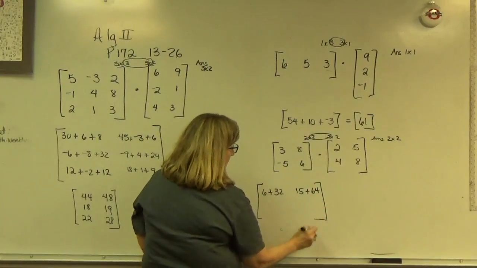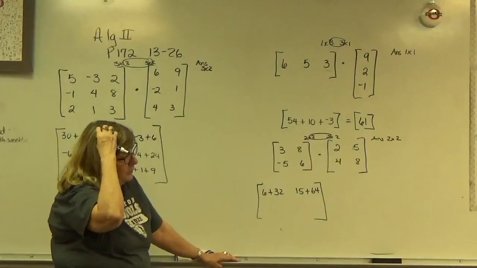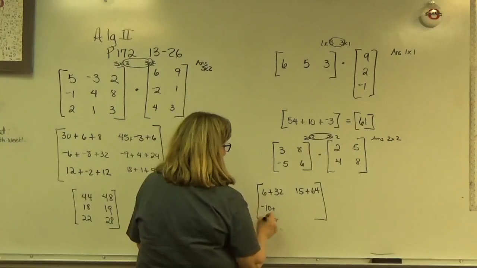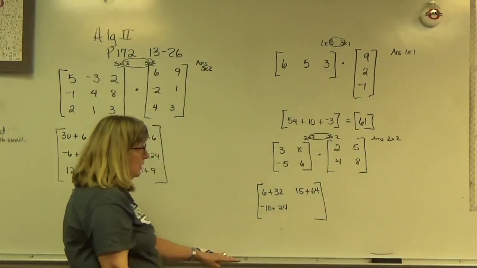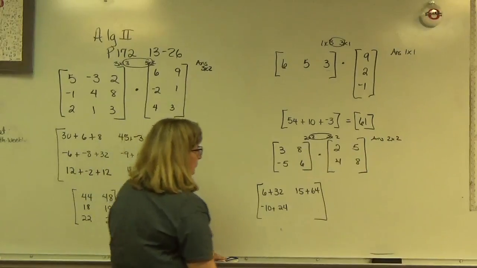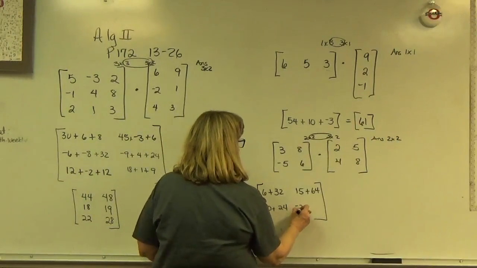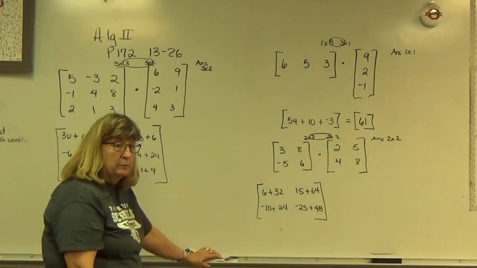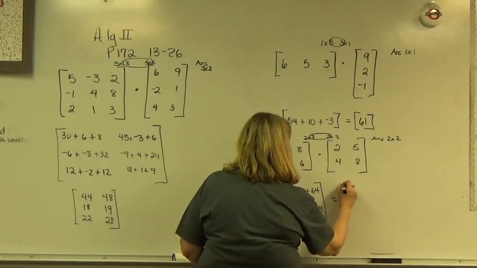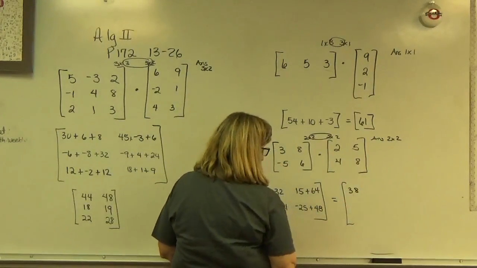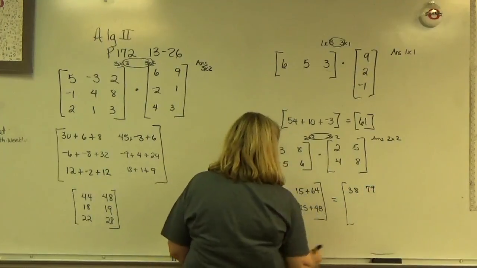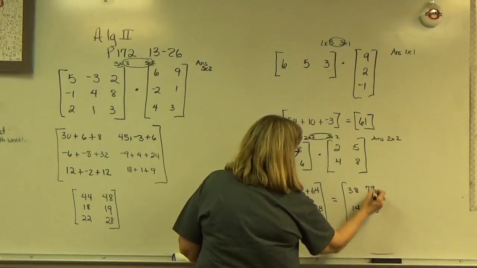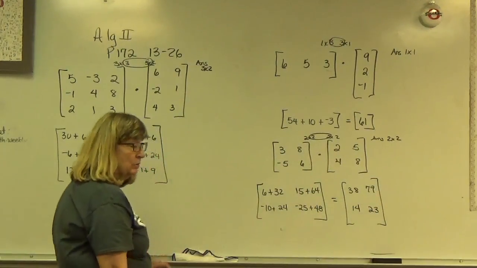Good. Now, second row, first column, Aaron. -10 and 24. Good. And Riley, you got the last one, second row, second column. Negative 25 plus 48. Okay, and then we add them together, so what are we gonna get there? 6 plus 32 is 38, 15 and 64, 79, negative 10 and 24, 14, and negative 25 and 48, 23. And did we get a 2 by 2? Yes. Okay.